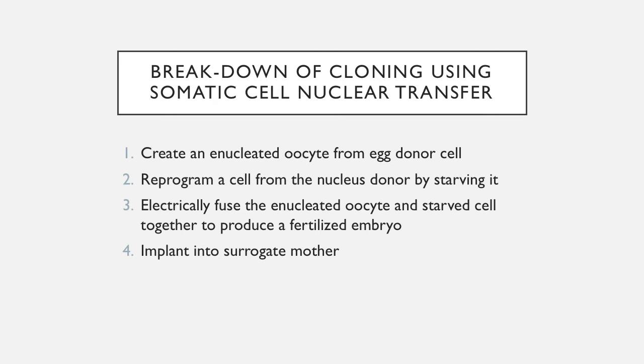Since following along on the diagram might have been a little difficult, I broke down cloning using somatic cell nuclear transfer into 4 different steps. The first step would be to create an enucleated oocyte from egg donor cell. The second step would be to reprogram a cell from the nucleus donor by starving it. The third step is to electrically fuse the enucleated oocyte and the starved cell together to produce a fertilized embryo. The fourth and final step is to implant that fertilized embryo into the surrogate mother.